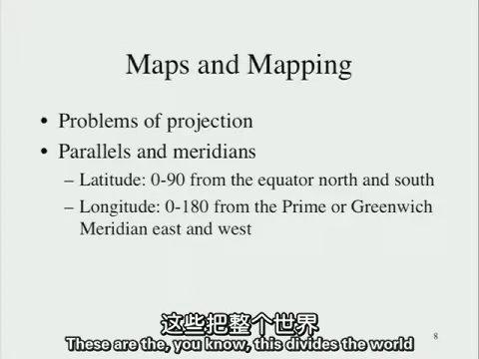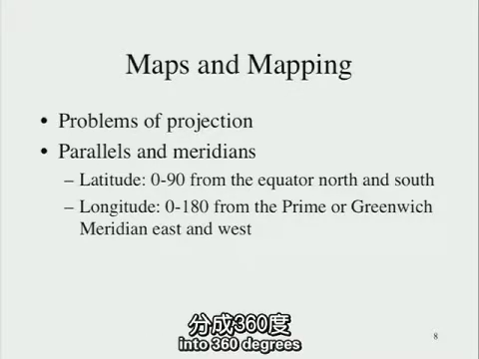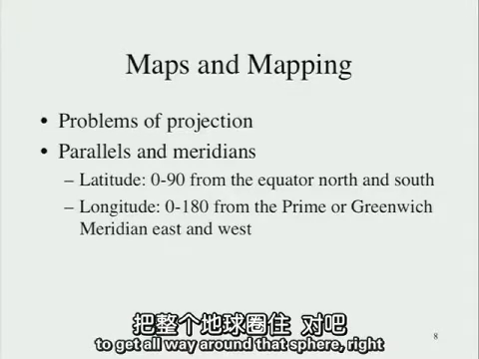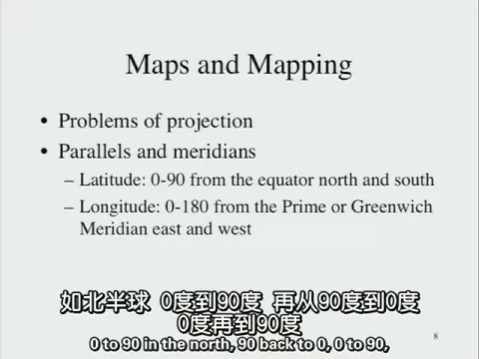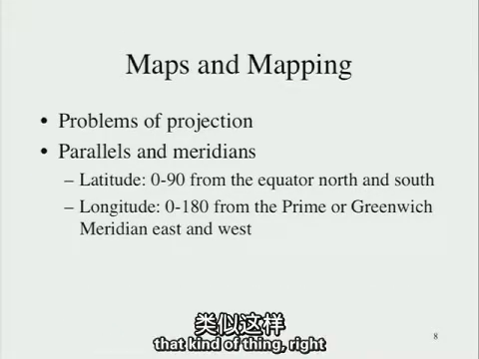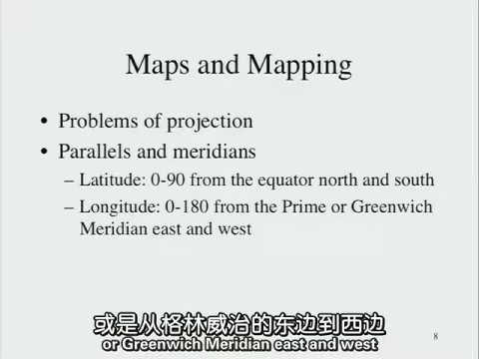This divides the world in terms of north-south into 360 degrees to get all the way around that sphere, right? But it's actually 4 sets of 90. 0 to 90 in the north, 90 back to 0, 0 to 90, that kind of thing, right? Longitude, 0 to 180 from the prime or Greenwich meridian east and west.